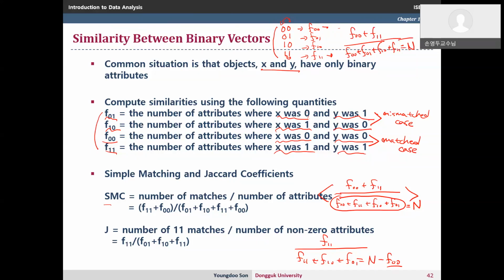However, for asymmetric attributes, for example, where there are a lot of zeros and only a few ones, like customer transaction data, the simple matching coefficient can be dominated by the value of f00 because f00 is a lot larger than f11. So for that case we use the Jaccard coefficient.